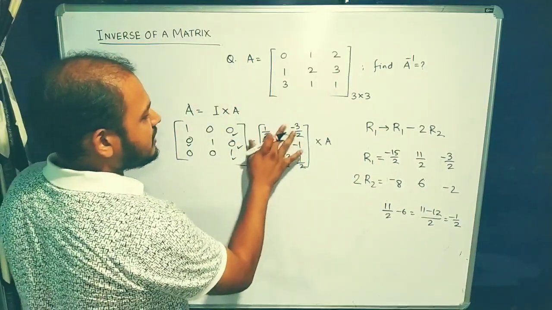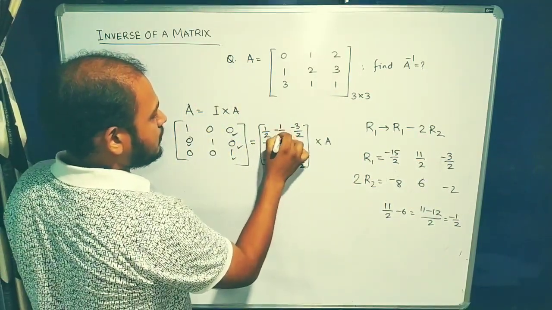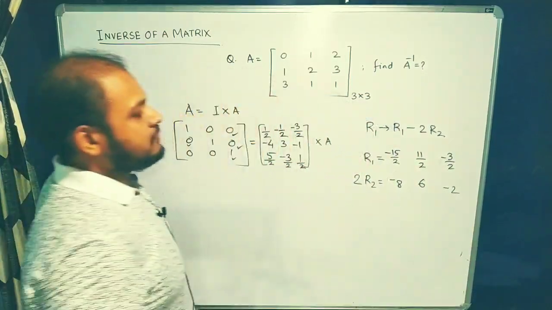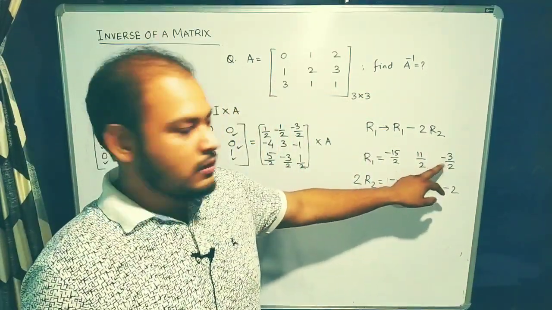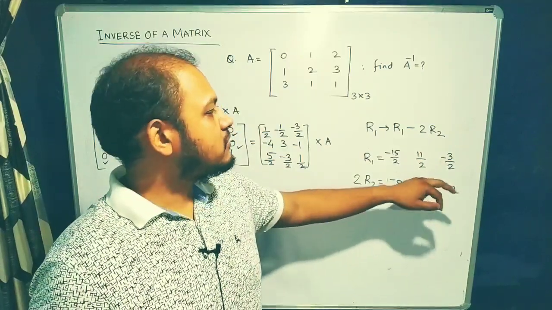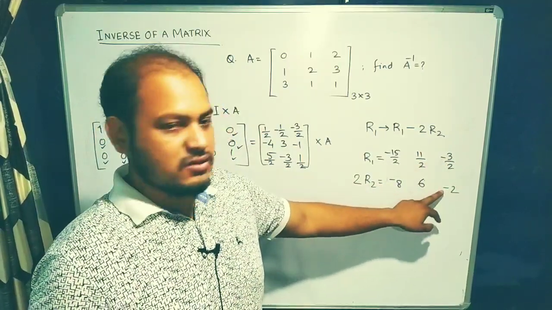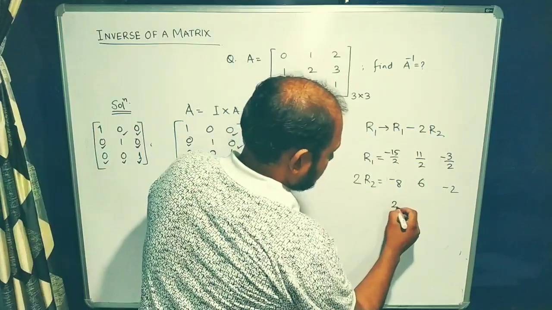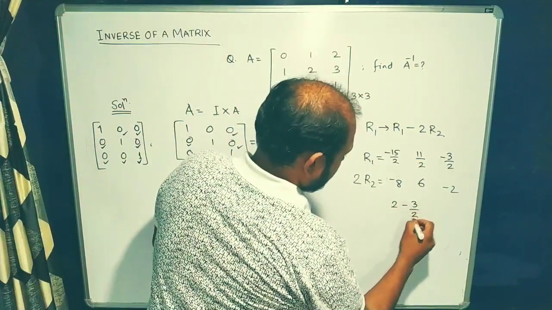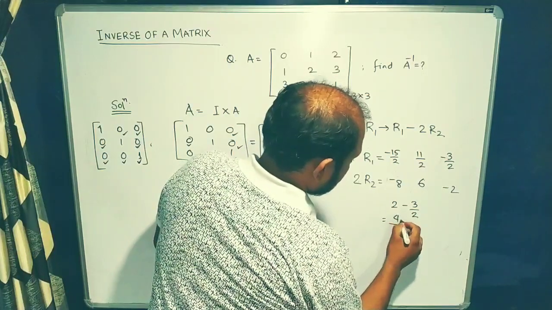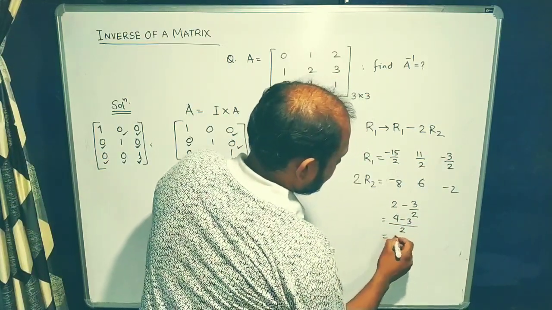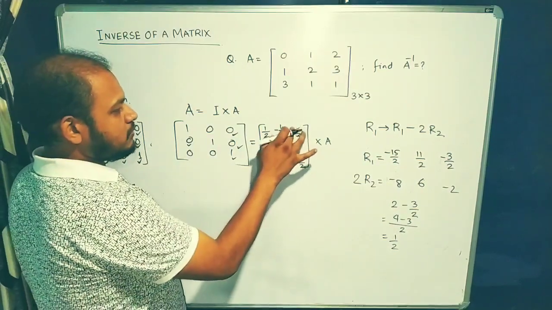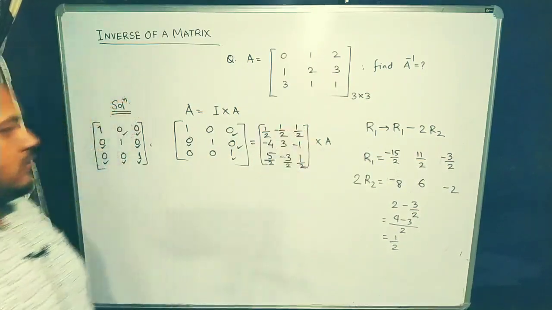So we have a minus half at this position, and on the third position we have minus 3 by 2 minus of minus 3 by 2, that means it is minus 3 by 2 plus 2, that means it is plus 2 minus 3 by 2. So we have plus 2 minus 3 by 2, this is equal to 1 by 2. So we are having a 1 by 2 at this location.